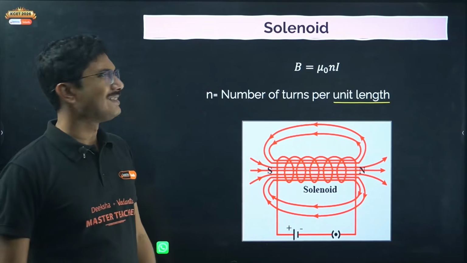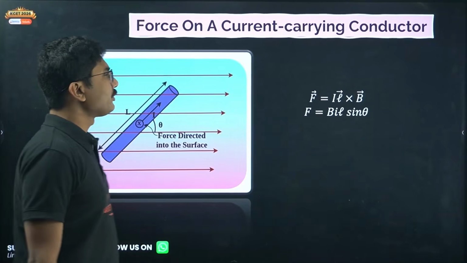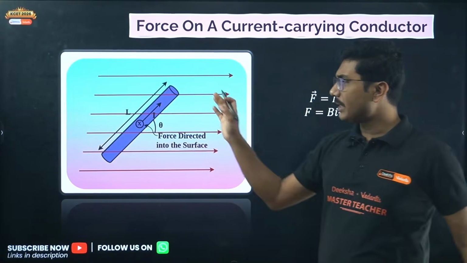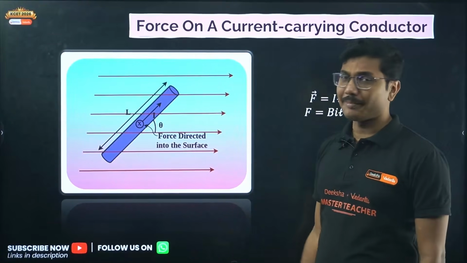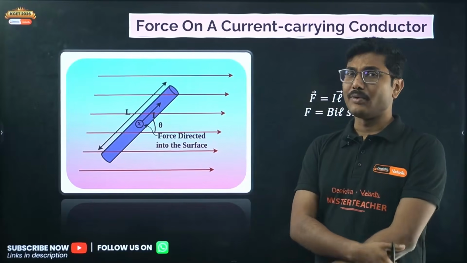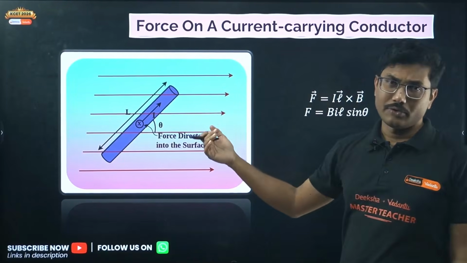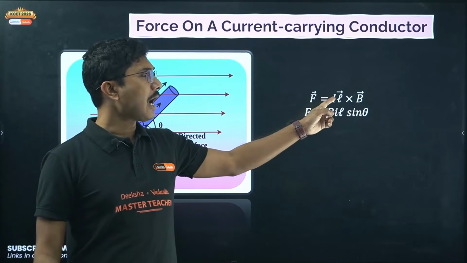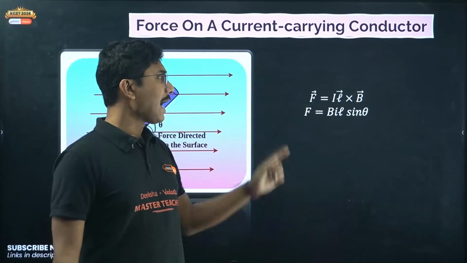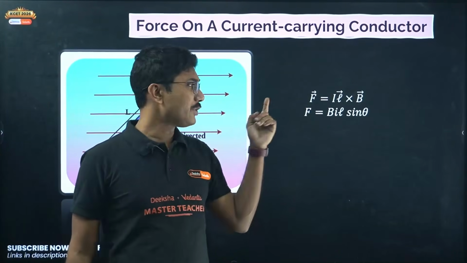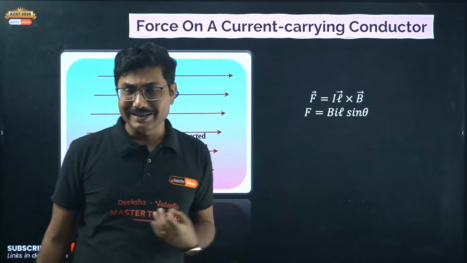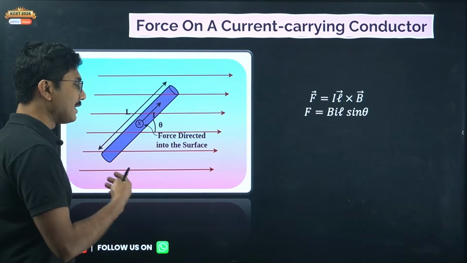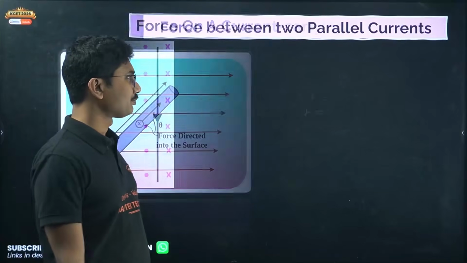Simple formula, very easy. Now force on a current carrying wire. If you are keeping a current carrying wire in an external magnetic field, that current carrying wire experiences a force. That force is given by I into L cross B, and the scalar form is BIL sin theta. BIL sin theta is the force that is acting on the current carrying wire.